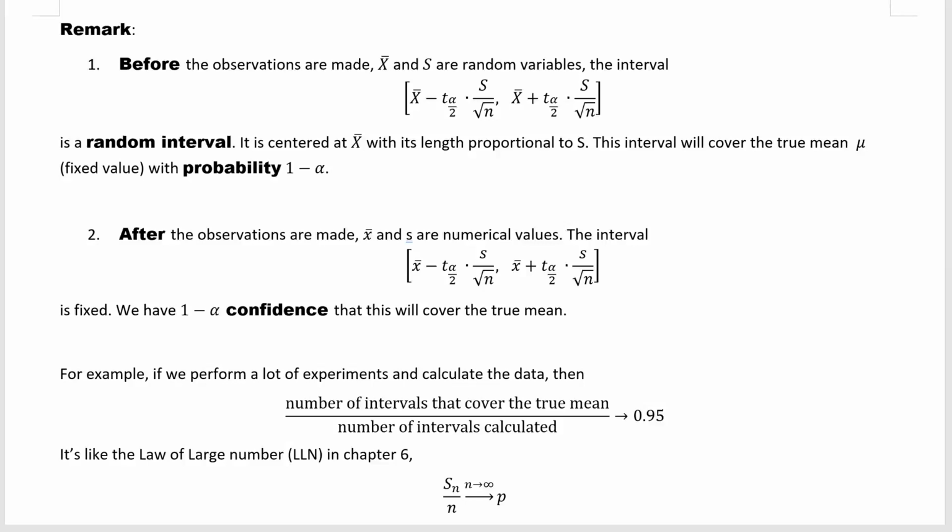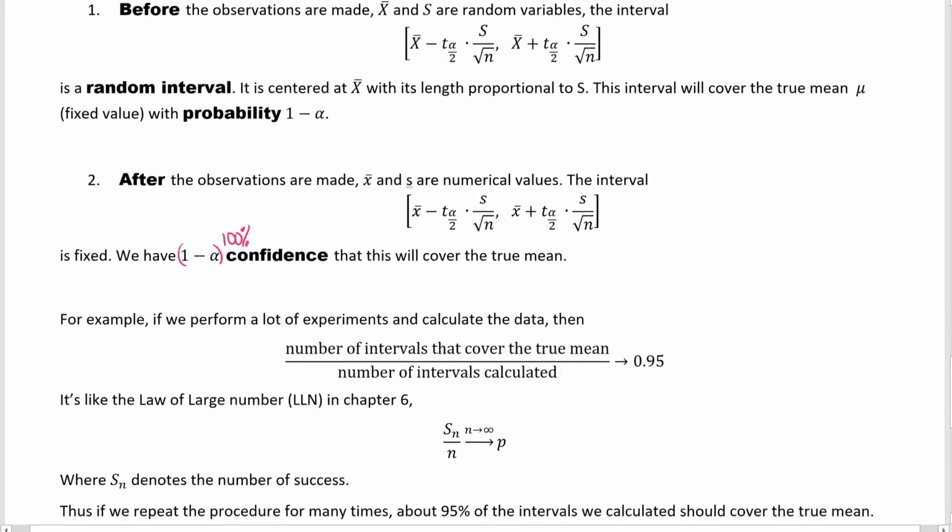And second, after the observations are made, we have small x bar and small s. They are numerical values. They are fixed numbers. Then the interval x bar minus t alpha over 2 times s over square root of n is a fixed interval. Then we have 1 minus alpha times 100% confidence that this fixed interval will cover the true mean. Okay, so this is the difference between probability statements and confidence statements.